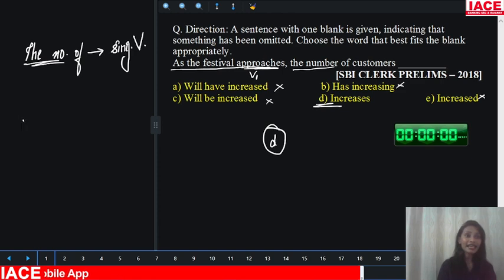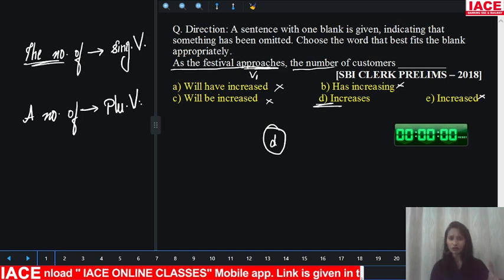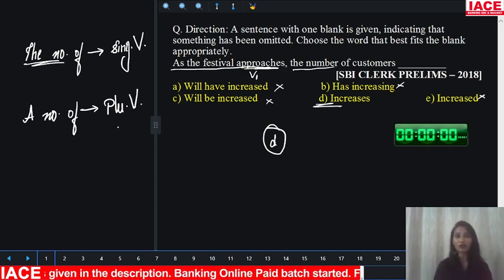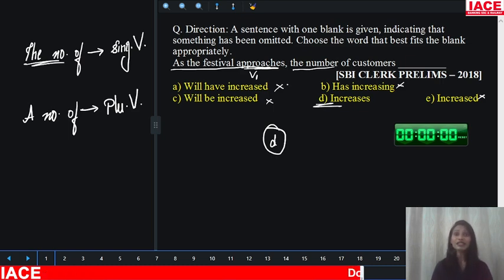Whereas a number of always takes a plural verb, because here a number of means a lot of, like some, many. So there we have to use a plural verb. Here the number of is there, the number of customers, the number of students, the number of books is singular, so it should be increases. I hope it is clear.